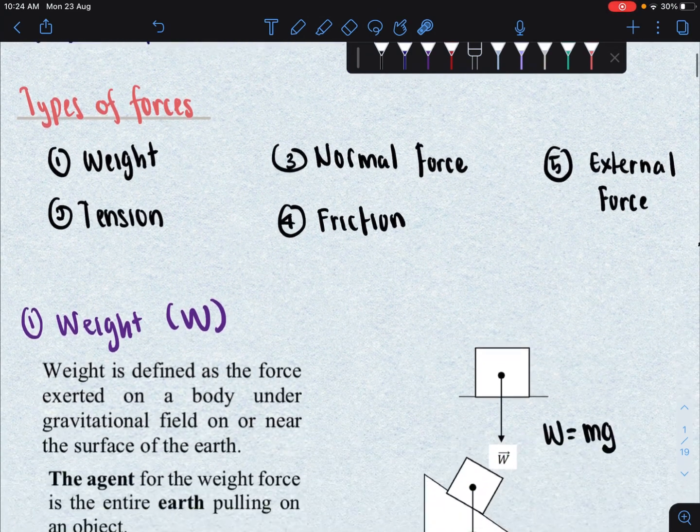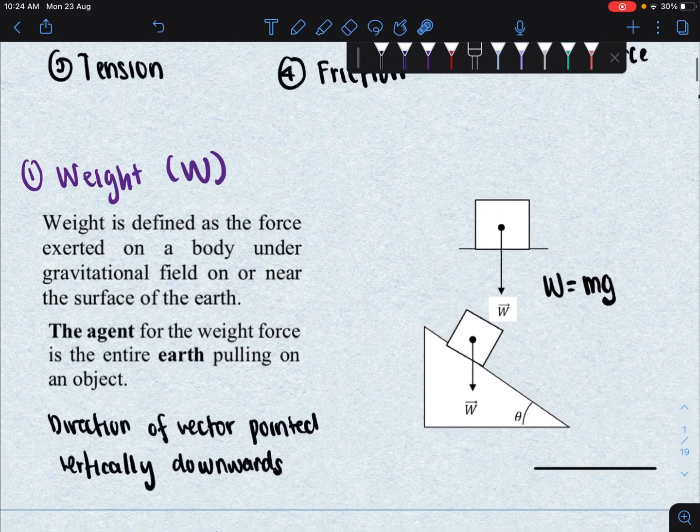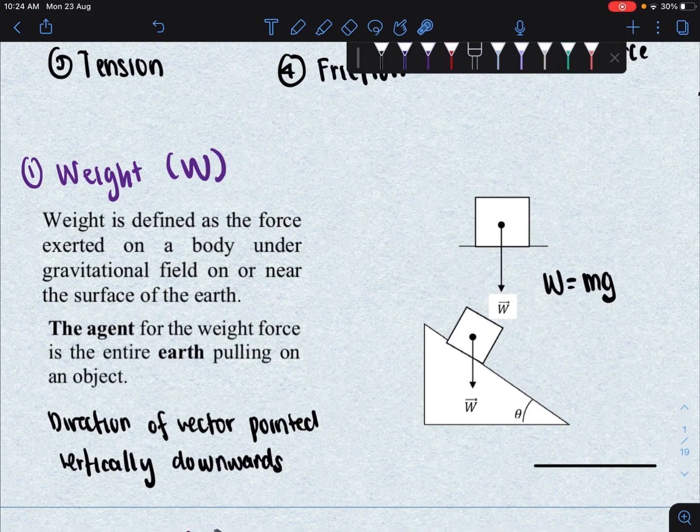So let us look at the first type here, the weight. The weight force we associate with the symbol capital W. Okay, weight is defined as the force exerted on a body under gravitational field on or near the surface of Earth. So weight is basically a force that is exerted on a body under the influence of gravitational field.